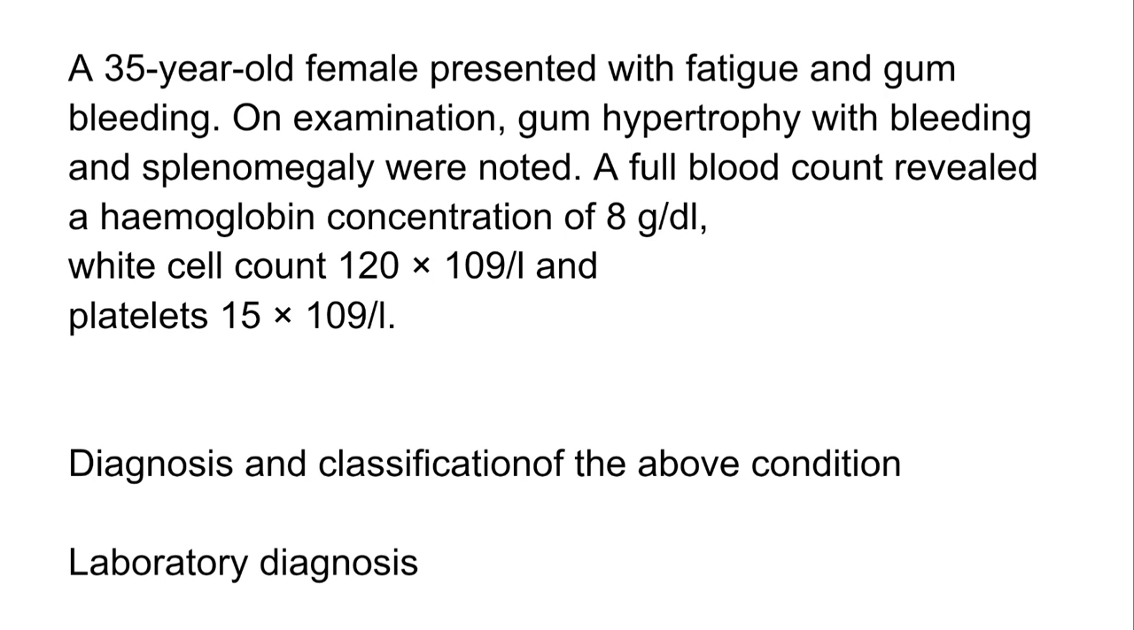The combination of symptoms and lab results strongly suggests a hematological condition. Paying attention to the gum hypertrophy and bleeding, coupled with the high white cell count and low platelets, these are the key indicators that we will explore further in the next slide. We will now discuss how these clinical and laboratory findings align with the specific type of leukemia and what further investigations are necessary to confirm this diagnosis.